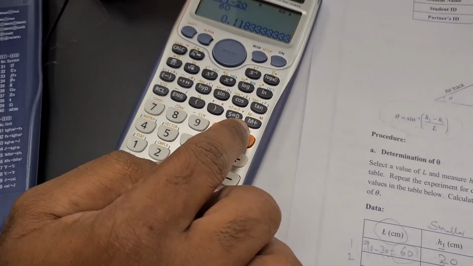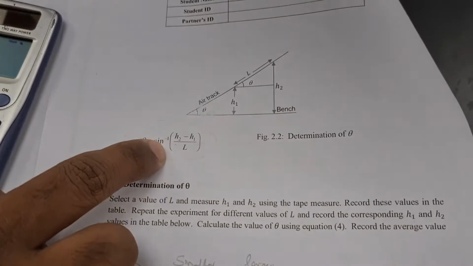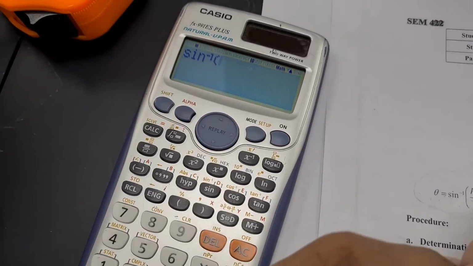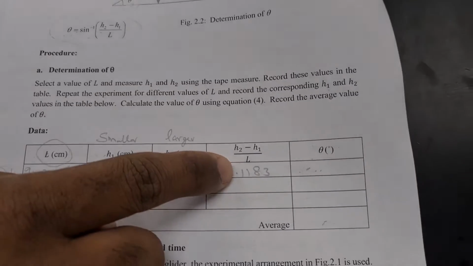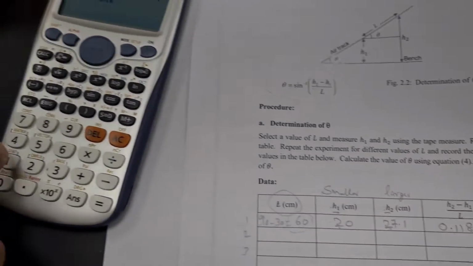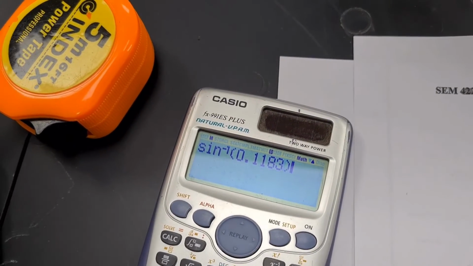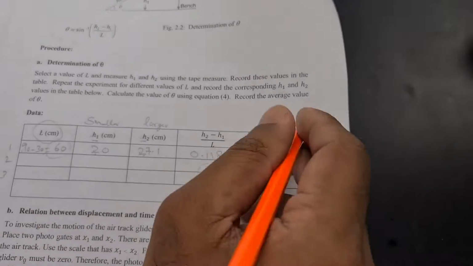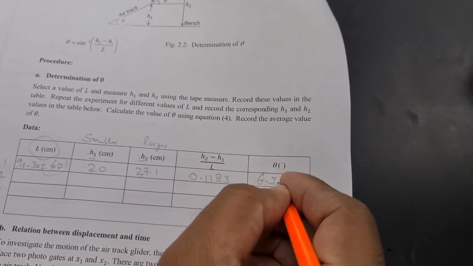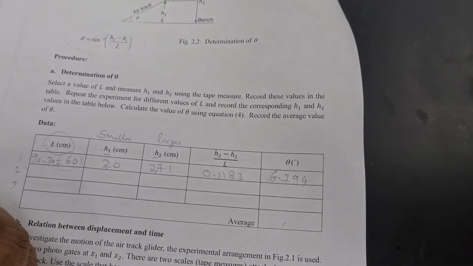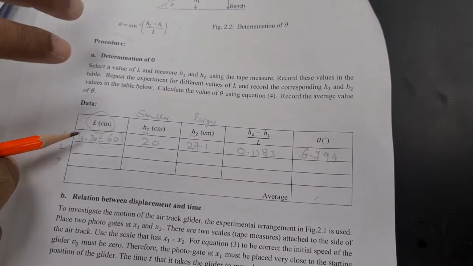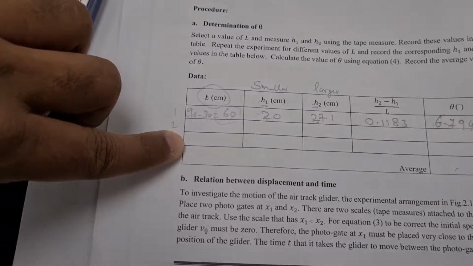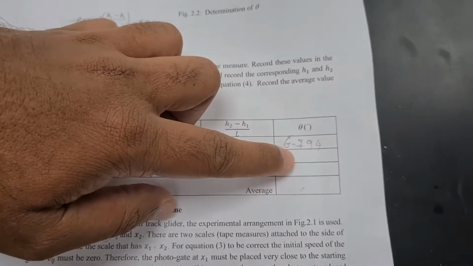Okay. So what I am going to do, I am going to enter the formula here. Sine inverse of this value, 0.1183, gives you 6.79. So our angle theta is 6.794. As per the procedure given in the paper, you have to do the same thing 2 more times. Why? Because to avoid the error in theta.